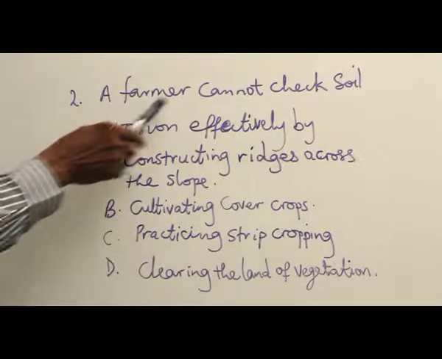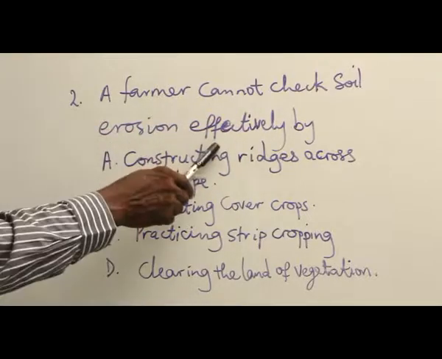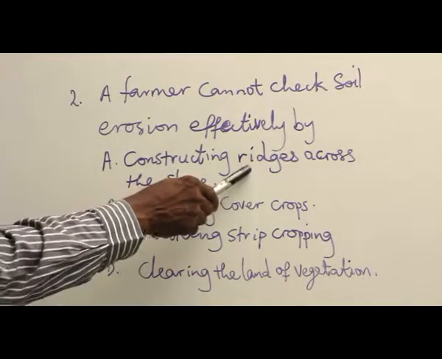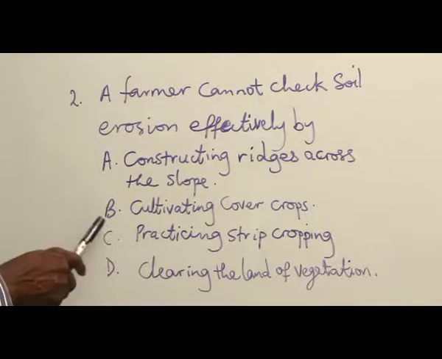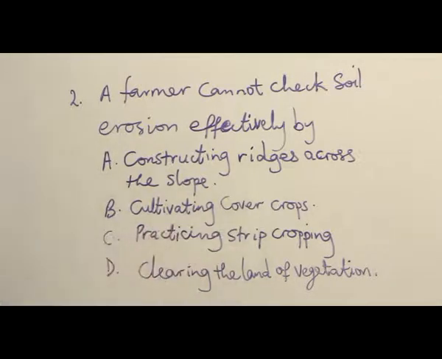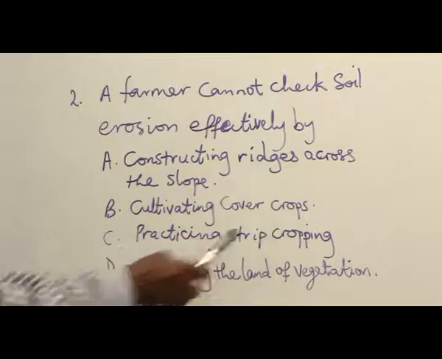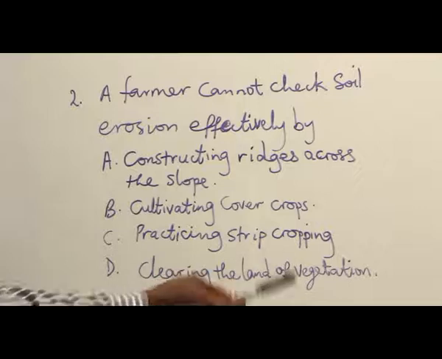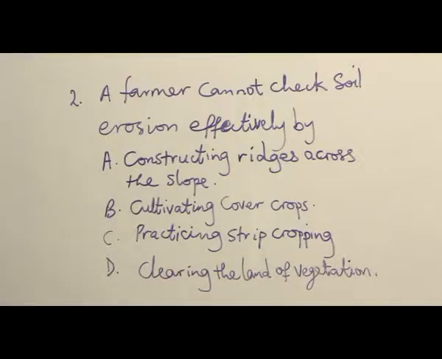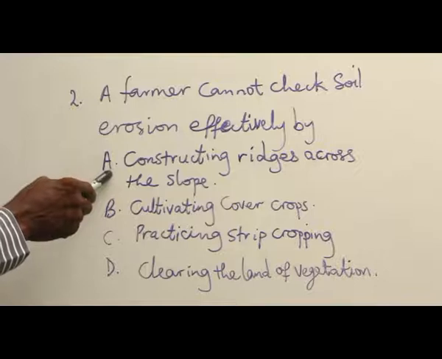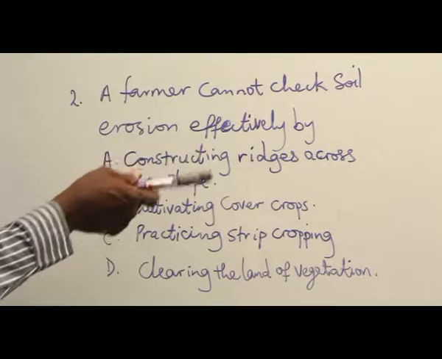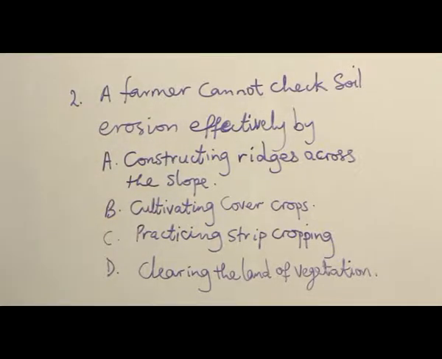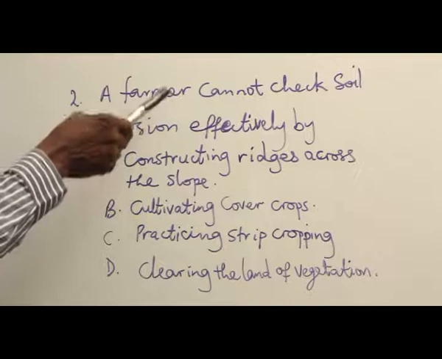Example 2. A farmer cannot check soil erosion effectively by: A. Constructing ridges across the slope. B. Cultivating cover crops. C. Practicing strip farming or strip cropping. And D. Clearing the land of vegetation. Well, option A, when you construct ridges across the slope, the ridges will be acting as a check for the running water. So it checks erosion effectively.